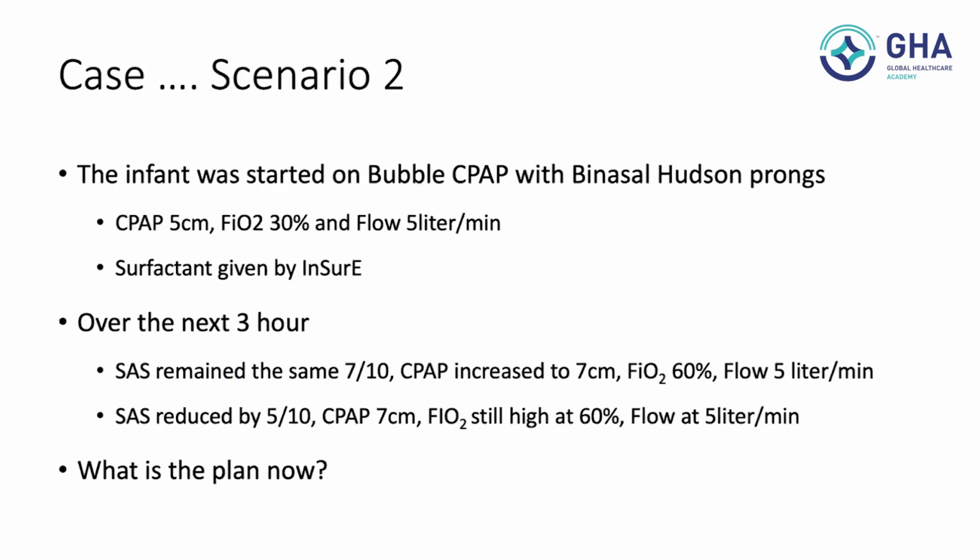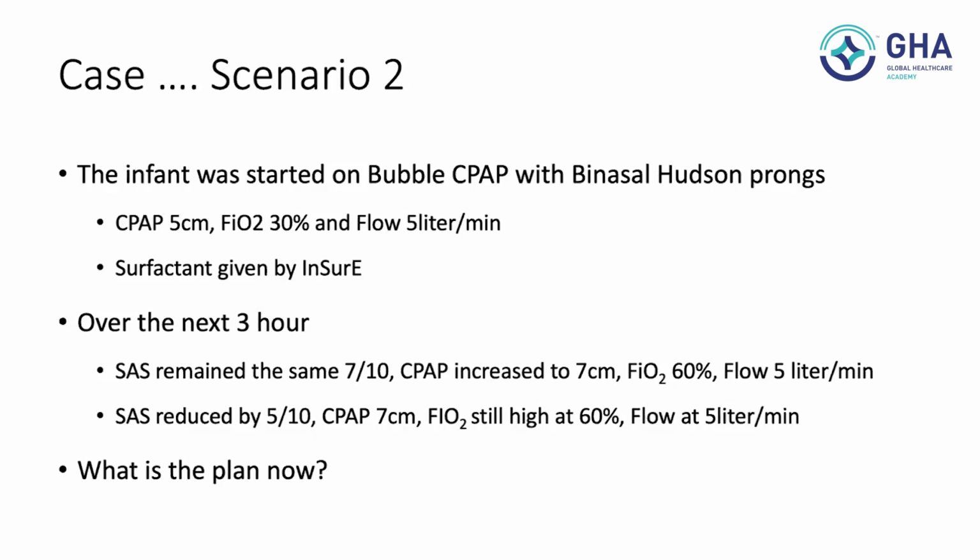So in the second scenario, the baby was started on CPAP with binasal prongs with the same settings. Surfactant was given by INSURE because RDS was seen on the X-ray. But over the next 3 hours, you can see here the baby continues to have significant distress. Because there was increased work of breathing, the CPAP pressure was increased from 5 to 6 and then to 7. And even in spite of 7, we don't want to go more than 7.